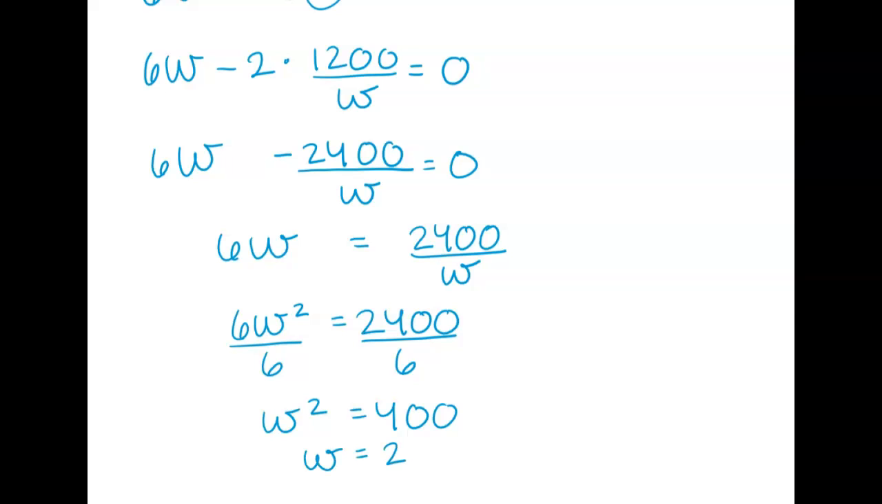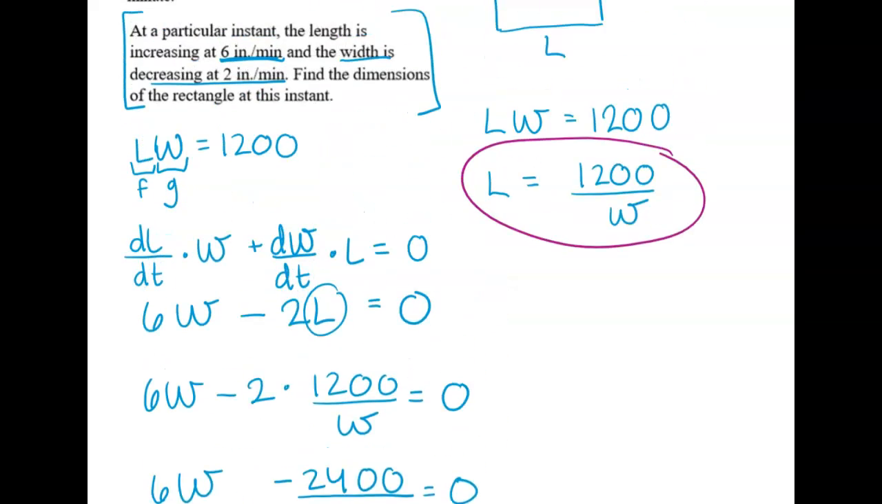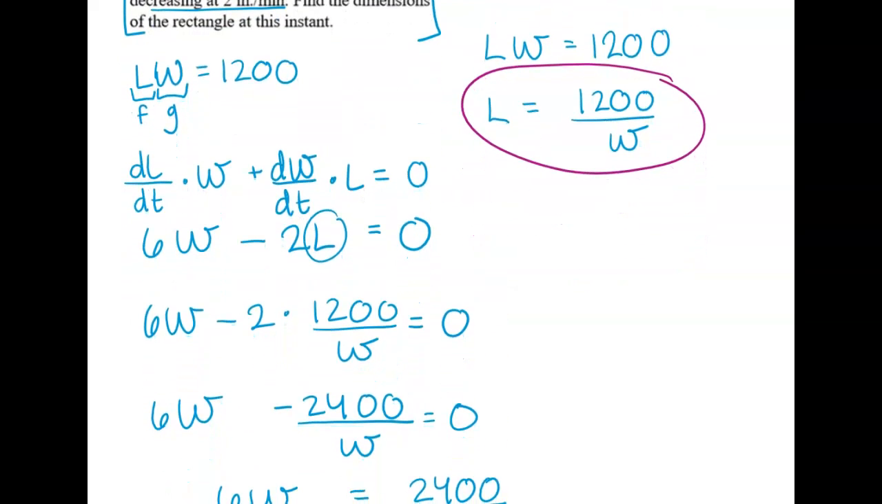The width is 20. Normally when you take a square root, you have positive or negative answers, but a width of negative 20 makes very little sense, right? So I know my width is 20. If we go back up here, I know L was 1200 over W. So if the width is 20, L is 1200 over 20. Get rid of those zeros, 120 over 2, which is 60.